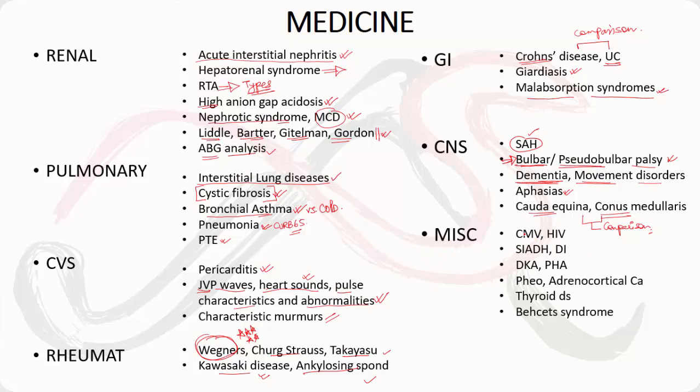Next are some miscellaneous topics like cytomegalovirus and HIV infections, causes of syndrome of inappropriate antidiuretic hormone release, diabetes insipidus, diabetic ketoacidosis, causes of primary hyperaldosteronism, pheochromocytoma and adrenocortical carcinoma, thyroid diseases, just an overview about hyper and hypo conditions as well as the drugs that are used in management. Drugs are very important in this case, and Behcet's syndrome.